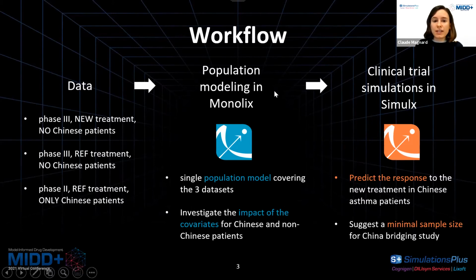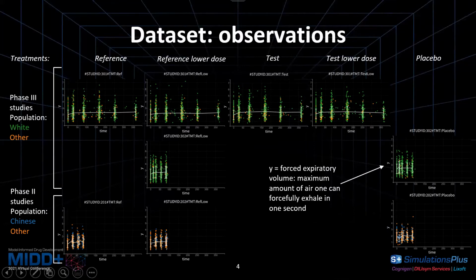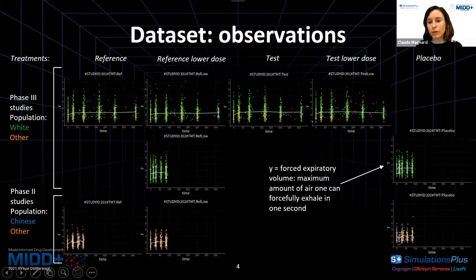So here is what the dataset looks like in Monolix. The measurements are the forced expiratory volume, so the maximum amount of air that one can forcefully exhale in 1 second. And we took advantage of the flexibility of the plots in Monolix to easily choose a layout that splits the data into different plots for the different treatments and for the different studies. And we show the race with colors. So the data set is quite big, so I have chosen to display the data with dots rather than spaghetti plots, and the mean and SD curve appears here in white.